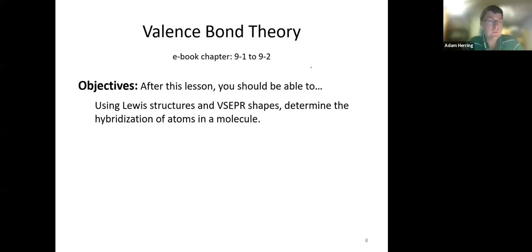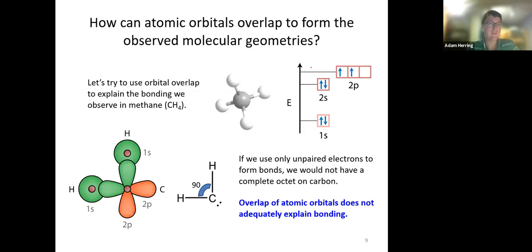Welcome back, everyone. In this video, we're going to continue learning about valence bond theory, and we're going to use Lewis structures and the valence shell electron pair repulsion model to determine what we call the hybridization of atoms within a molecule.